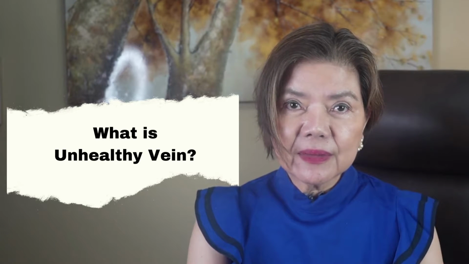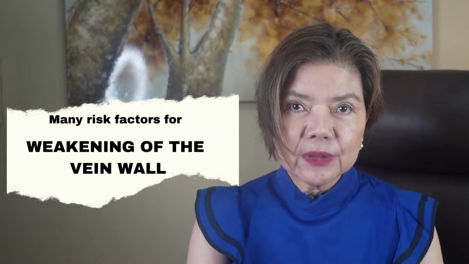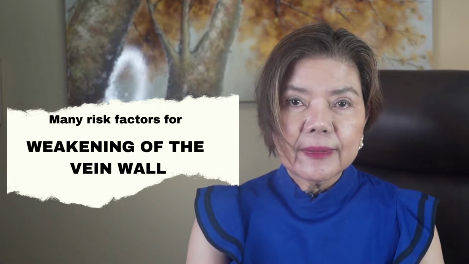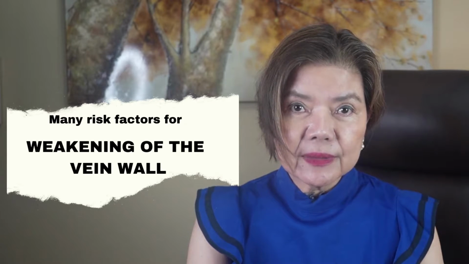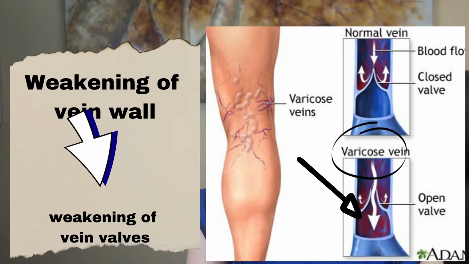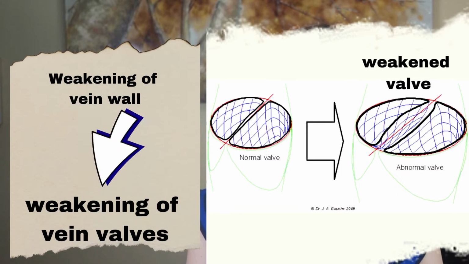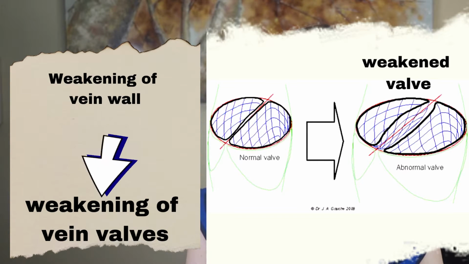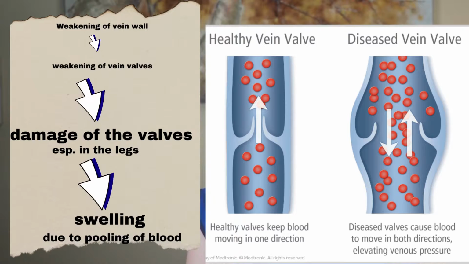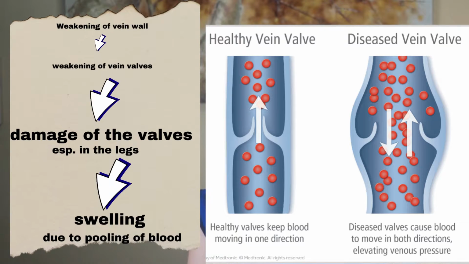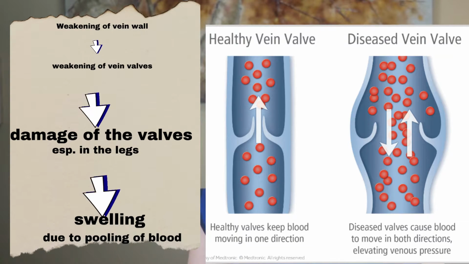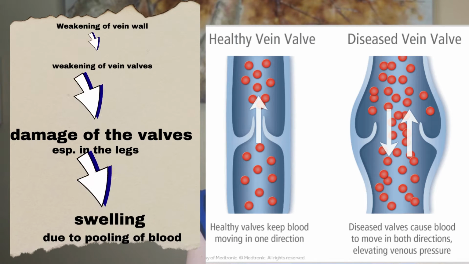What is unhealthy vein? There are many factors which I will discuss later that may weaken the walls of the veins. This weakening of the wall will consequently lead to weakening of the valves also. Eventually, these valves will be damaged. This is especially true in the legs due to the force of gravity. Ito ay karaniwang nangyayari sa binti dahil sa mas malakas na puwersa ng gravity pababa kaysa pataas papunta sa puso.